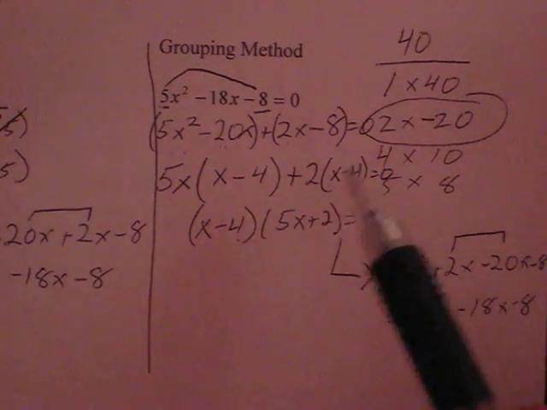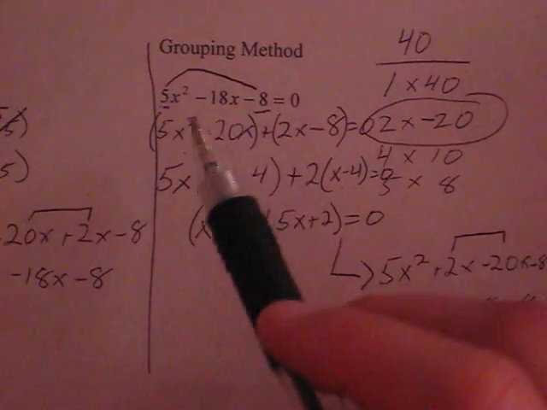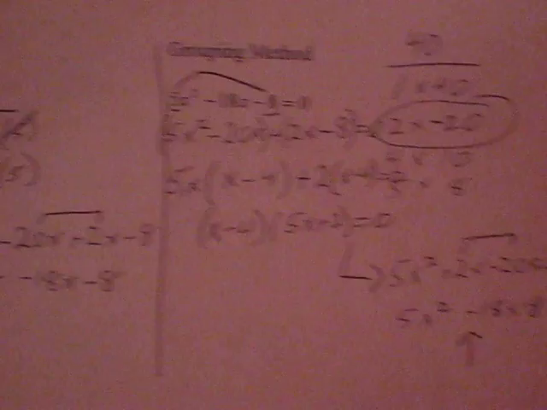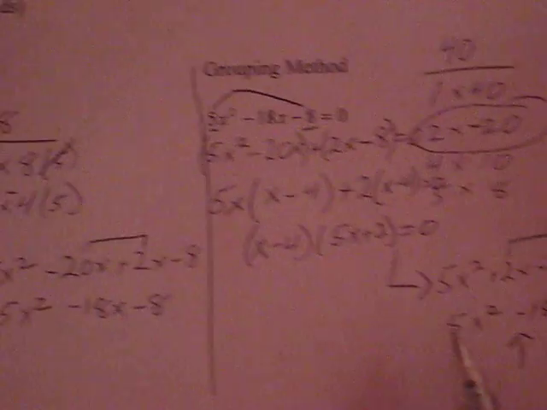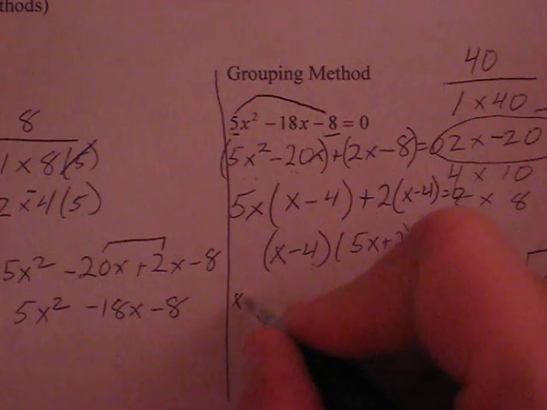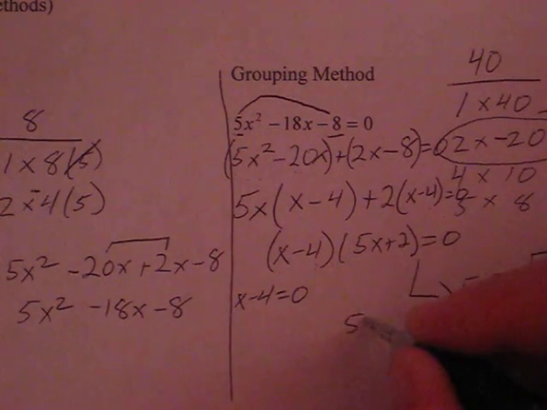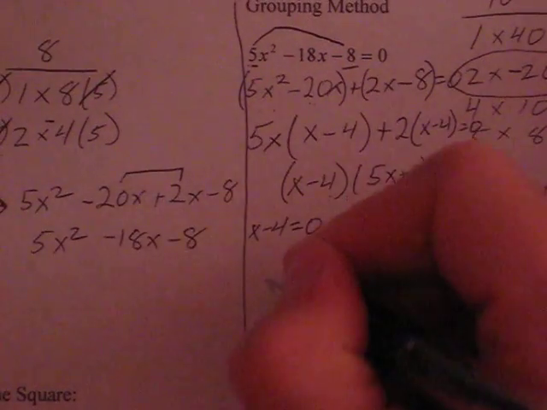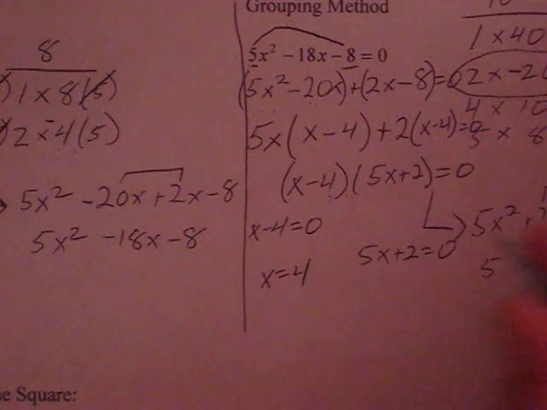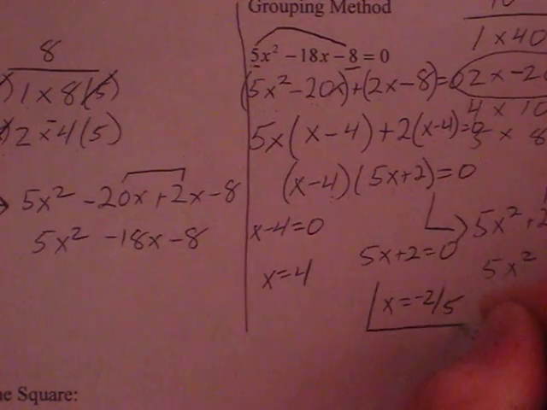This is a very valid method as long as you check to make sure that your resulting equation from the factor pairs is what you started with. Now that I know 100% sure, based on my checking, that this is correct, I can go ahead and use the zero product property and say that x minus 4 equals 0, and 5x plus 2 equals 0, and x equals 4, and x equals negative 2/5.